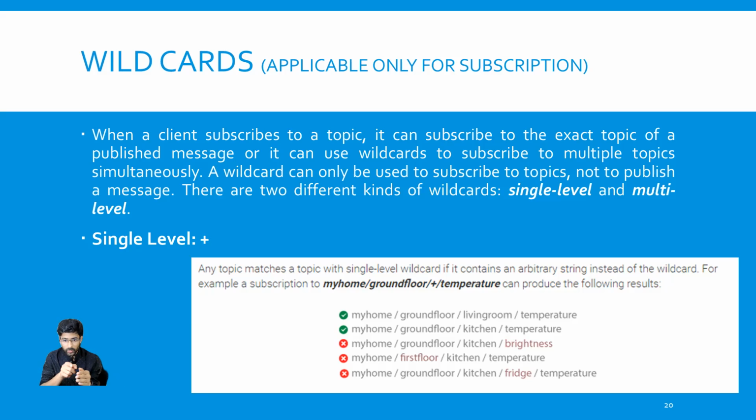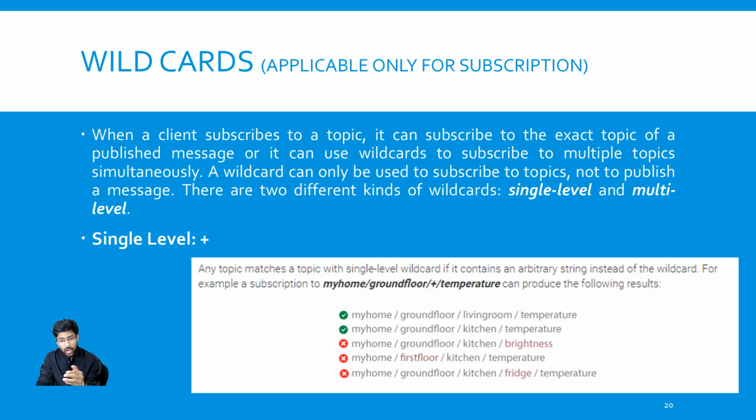So in the third one, my home, ground floor, kitchen, that's perfectly fine because the hierarchy is maintained, if you look at my home, ground floor, living room, right? The third level is plus, so that's perfectly fine. But the fourth level is temperature, where we don't have any wildcard used. But here you see brightness. So temperature and brightness are not matching. It means at the fourth level you are not going to receive the data because the topic name should match properly.